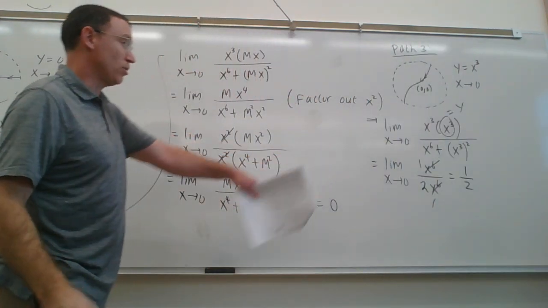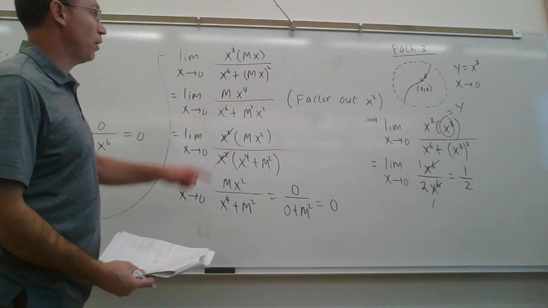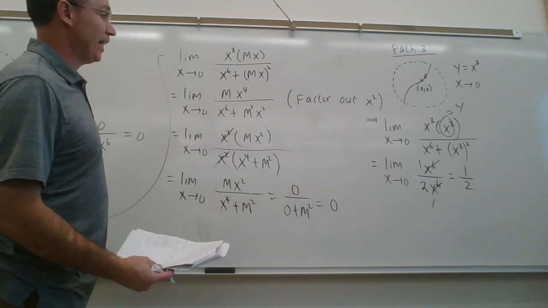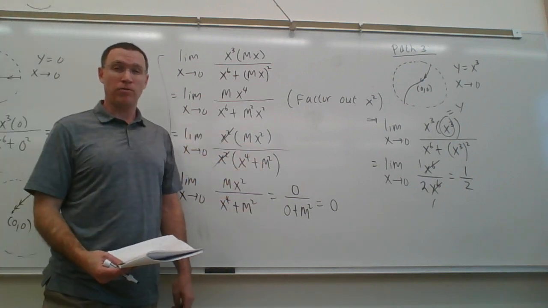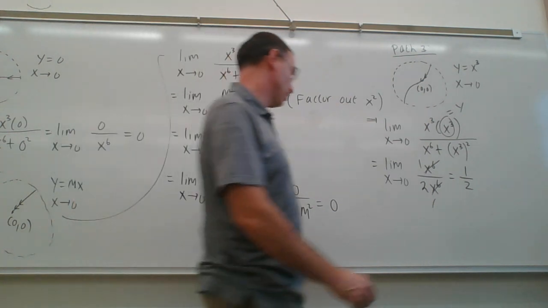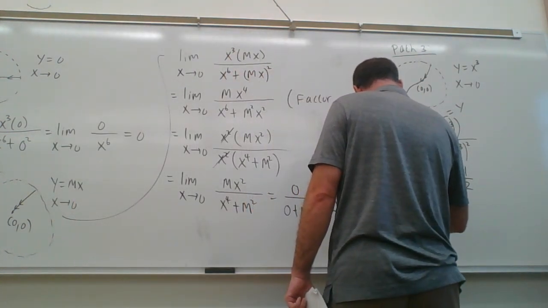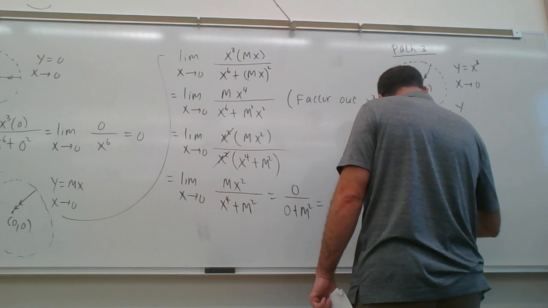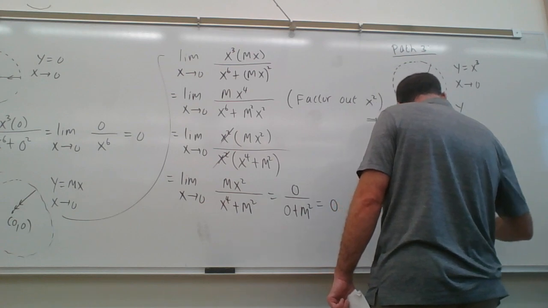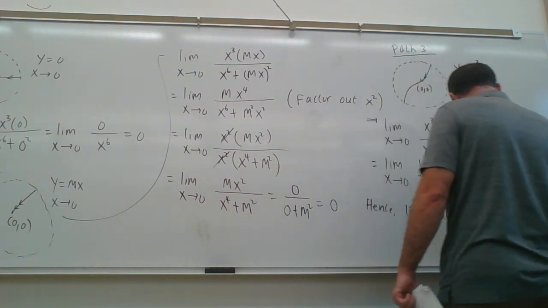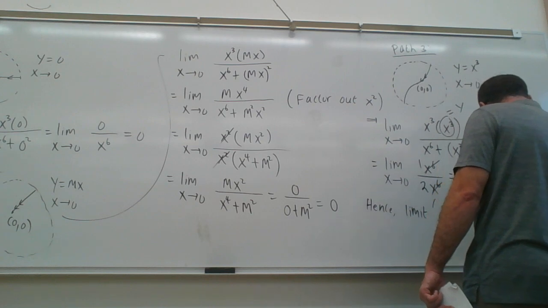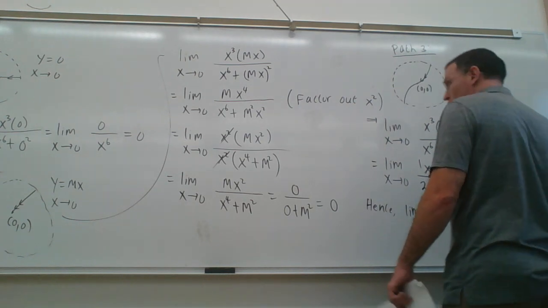So this is different than 0, so we've shown we've got two different paths that give us two different answers, so therefore the limit does not exist. So hence, the limit does not exist. So we're done.